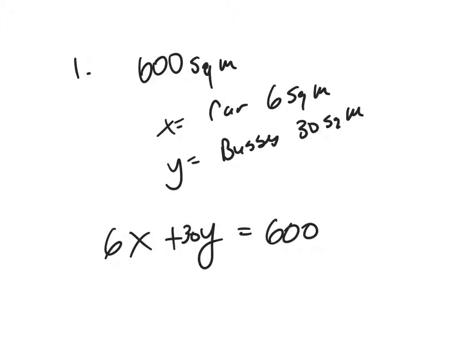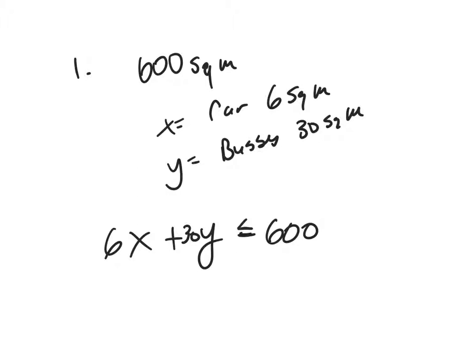Now I've changed it into, instead of how many cars, it's how much square meters that the cars and buses take up. 6x plus 30y has to be equal to 600? Do you have to have a car in every single spot in your parking lot? No. So then maybe she should say less than or equal to 600. There's one of the constraints.